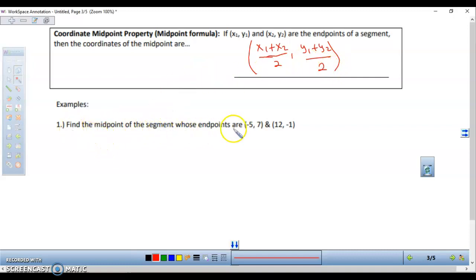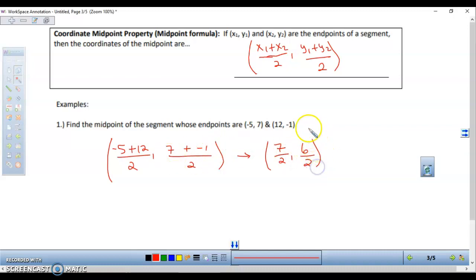All right, so let's do an example. Find the midpoint of the segment whose endpoints are (-5, 7) and (12, -1). To find the midpoint, I'm going to average the coordinates. So all I got to do is take my x coordinates, which are -5 and 12, add them together, divide by 2. Take my y coordinates, which are 7 and -1, add them together, divide by 2. So -5 plus 12 is 7, so I get 7 divided by 2. And 7 plus -1 is 6, so I get 6 divided by 2.